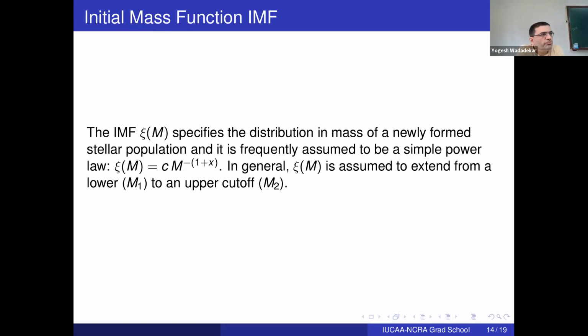Okay, so when you form stars inside any cluster, I said open cluster is the place where you form stars. You have to know the initial mass function. So what is the initial mass function? It's a normalized distribution in mass of the stars at the time of their formation. It specifies the distribution in mass of a newly formed stellar population and is frequently assumed to be a simple power law.